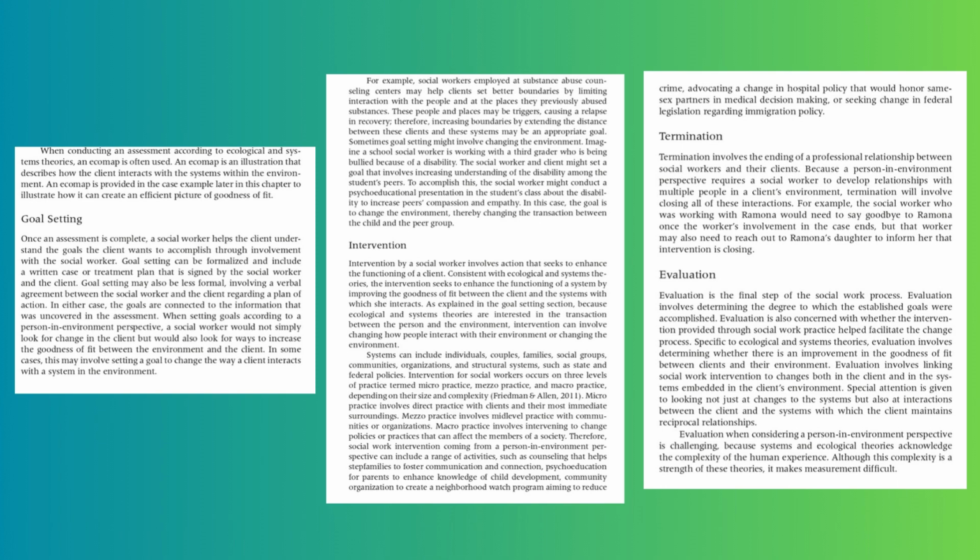Intervention for social workers occurs on three levels of practice, which are termed micro practice, meso practice, and macro practice, depending on the size and complexity. Micro practice involves direct practice with clients and their most immediate surroundings. Meso practice involves mid-level practice with communities or organizations. Macro practice involves intervening to change policies or practices that can affect the members of a society.